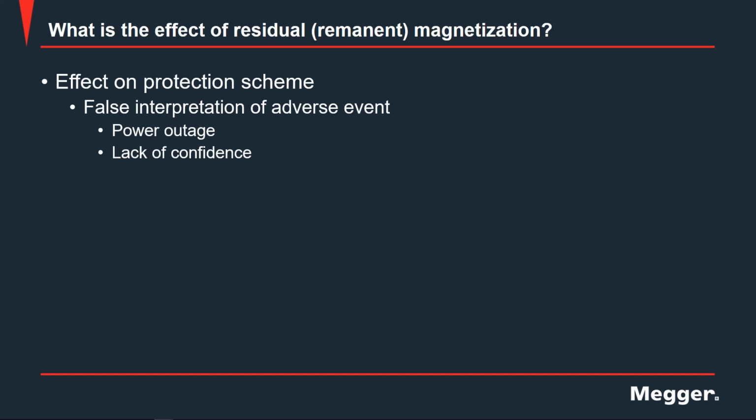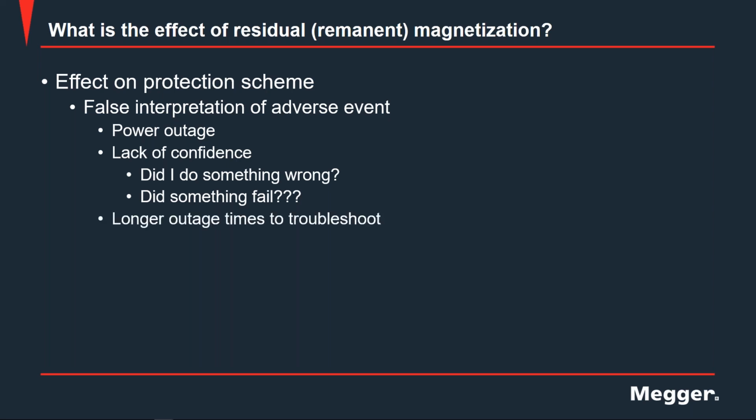If you are a tester or a test company, you will need to explain what happened, and oftentimes you will be the one taking blame first. And the first thing you're going to ask yourself is, did I do something wrong? Did I forget to demagnetize? What else could I have done wrong to cause this trip? More so, you're going to ask, did something fail? Both of these questions are going to lead to longer outage times to troubleshoot exactly what happened.